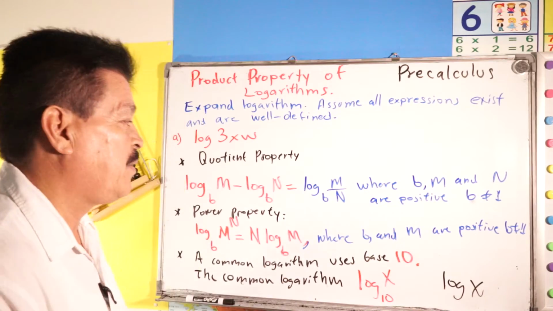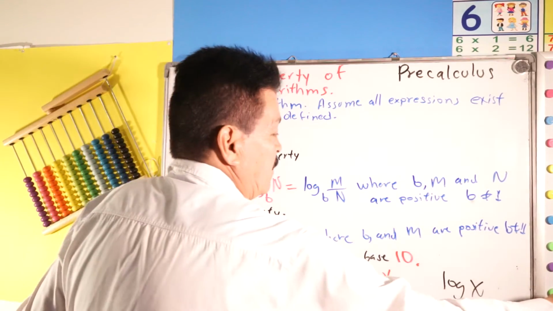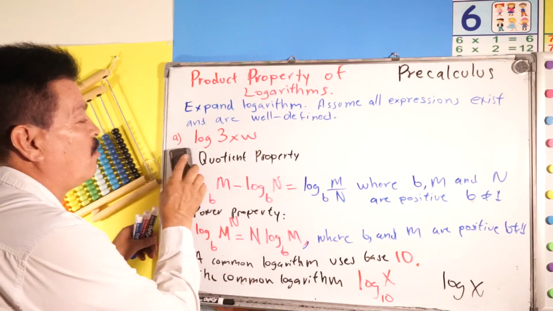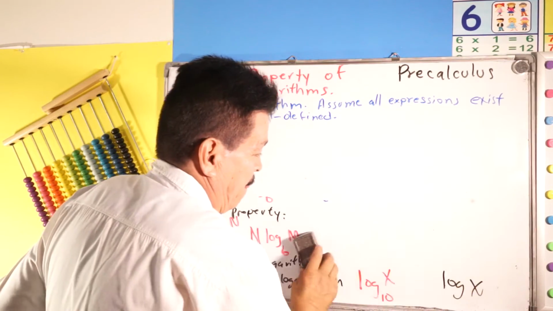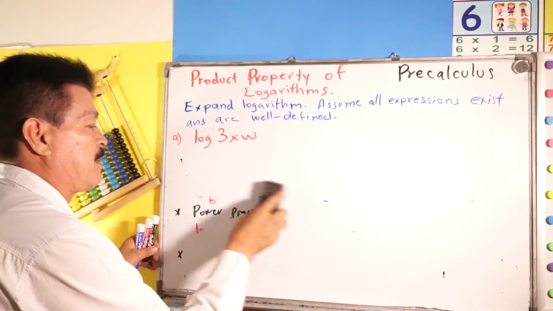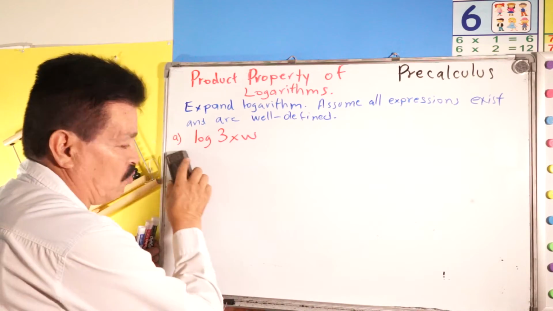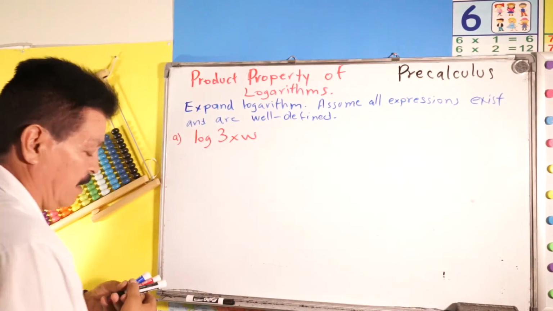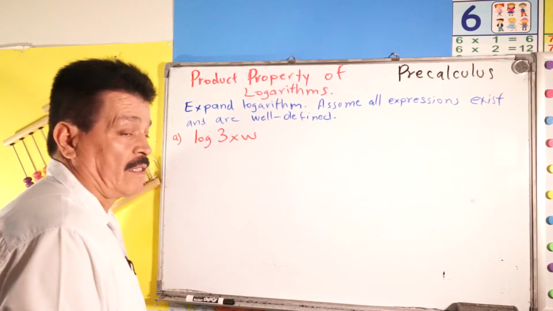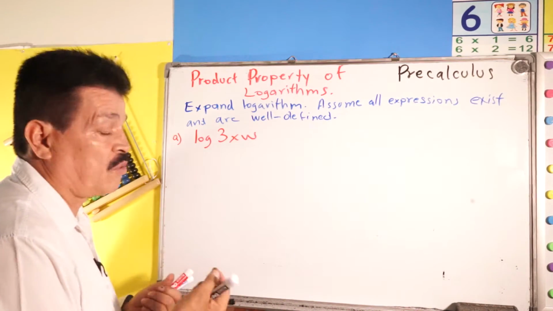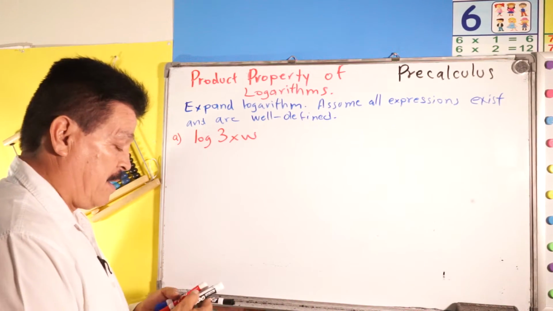Okay, so now, after this, let's go and solve our first problem. This is very important, remember. You must know the rules, the properties of the logarithms, the product property of the logarithms.